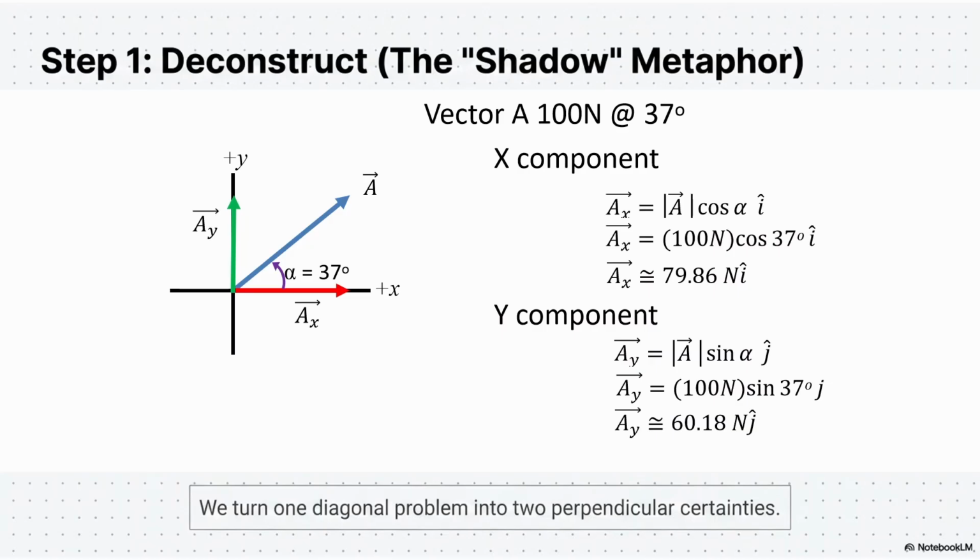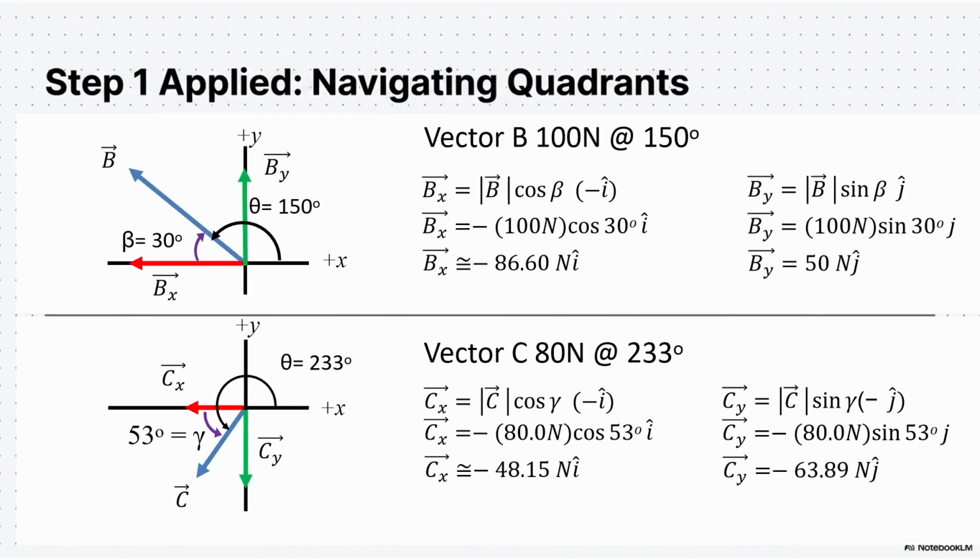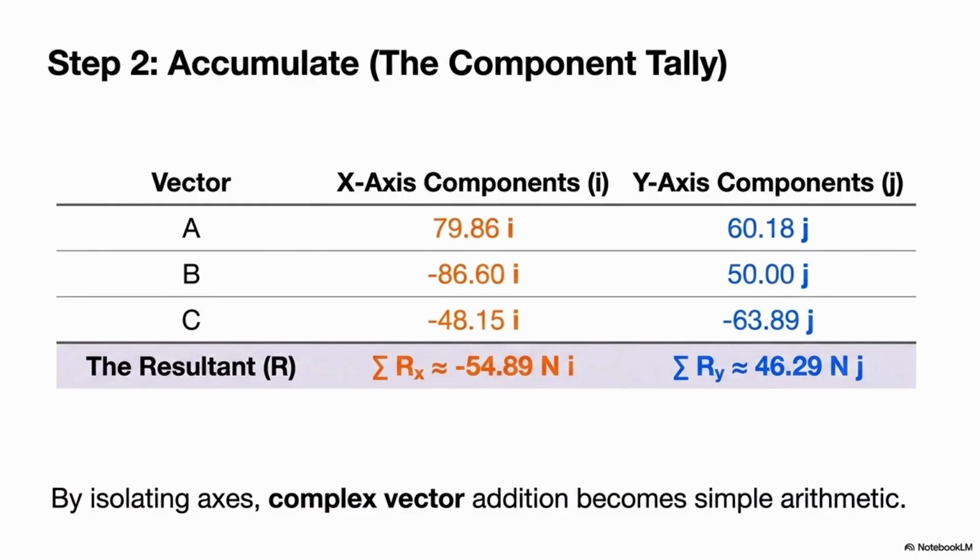We take one messy, confusing diagonal problem and turn it into two perfect perpendicular certainties. It's incredibly clean. But we have to be careful when navigating the quadrants. Right, slides 8 and 9, because vectors B and C are pointing into different areas of the graph. Exactly. We do the same math for them, but we have to pay really close attention to negative signs depending on which quadrant they land in. Yeah, like if a force is pulling to the left, the x component has to be negative, right? Precisely. So after we do the trig for all three vectors, step 2 is just simple arithmetic. We accumulate them. Tallying them all up.